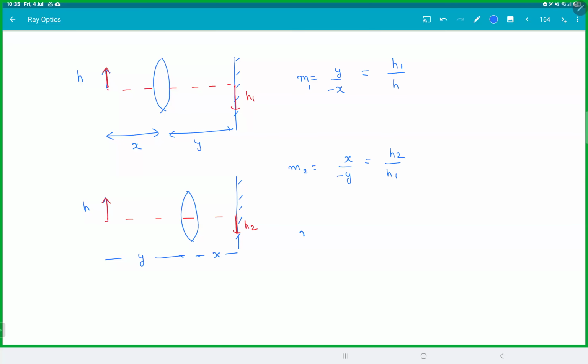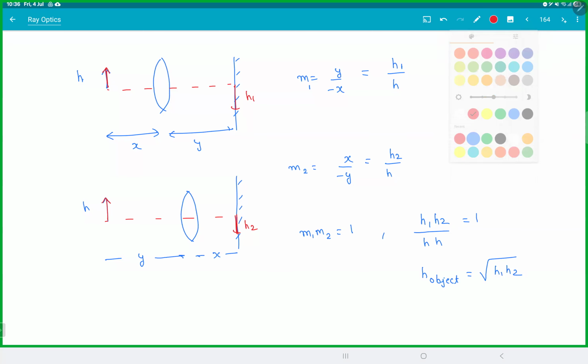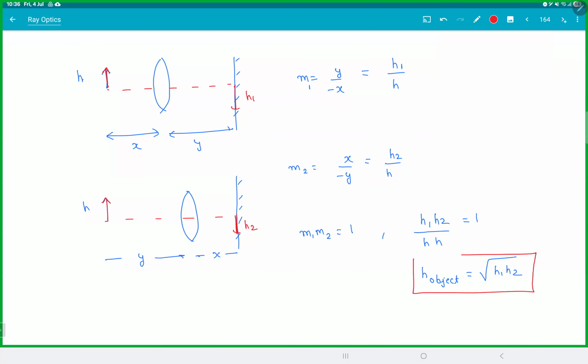If you do the product of the magnifications, m1 and m2 is equal to 1. And if you multiply these two, you'll end up with h1 into h2 by h into h is equal to 1. We get height of the object squared will be h1 times h2, so the height of the object is root over h1 and h2. Quite a useful result. Straightforward question in the exam.